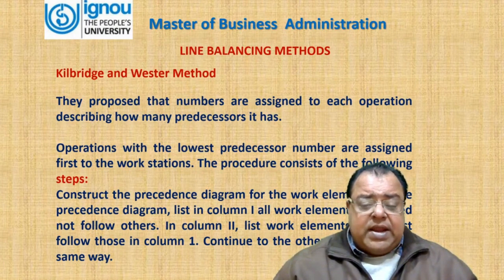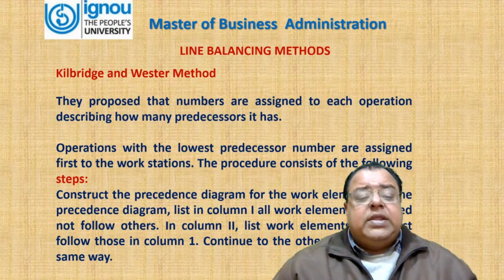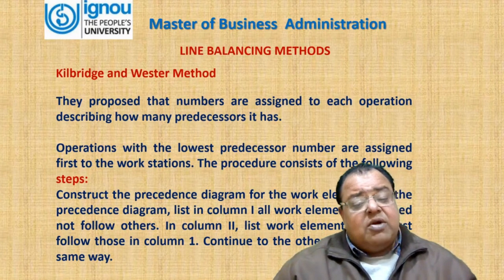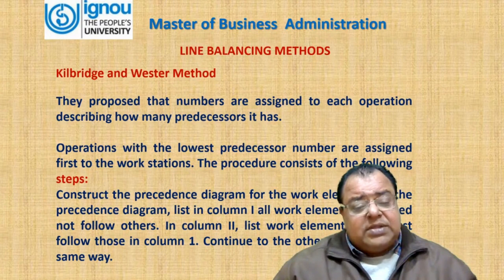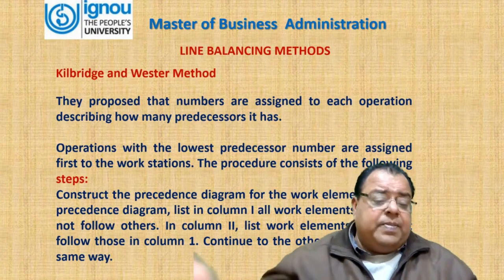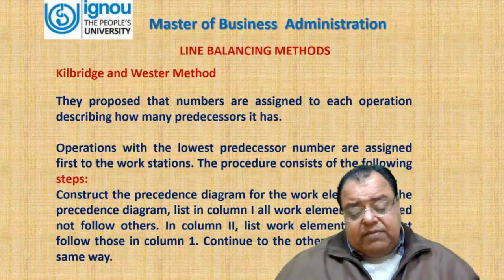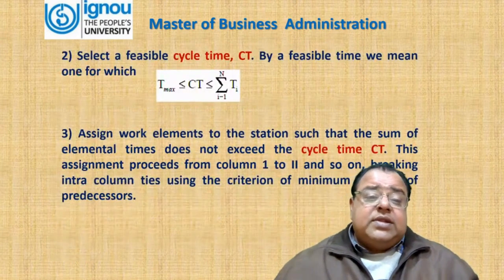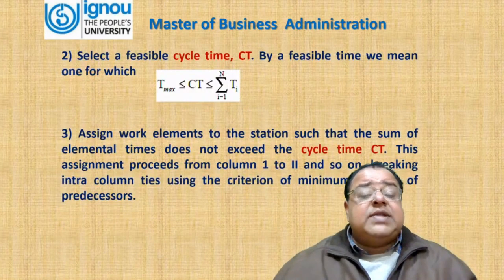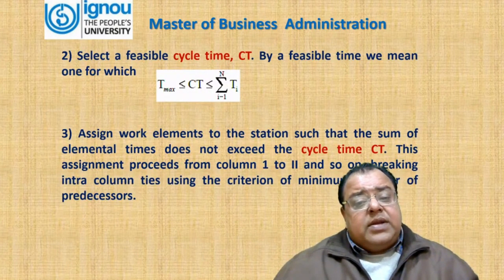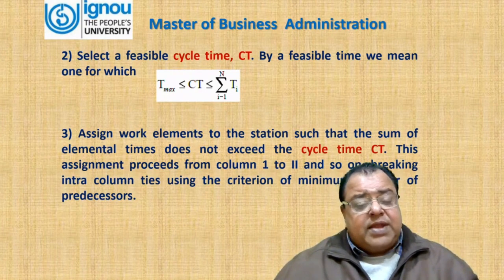Construct the precedence diagram for the work elements. In the precedence diagram, list in column 1 all work elements that need not follow others. In column 2, list work elements that must follow those in column 1. Continue to the other columns in the same way. Then the second step is to select a feasible cycle time. Tmax should be less than or equal to CT, which should be less than or equal to the total cycle time.